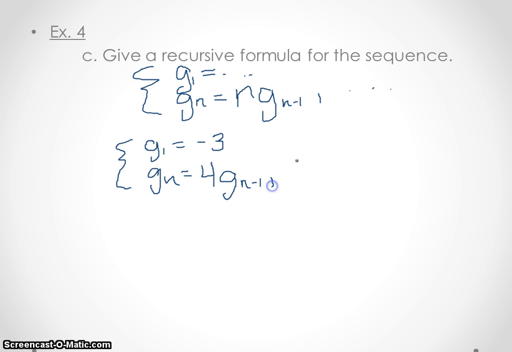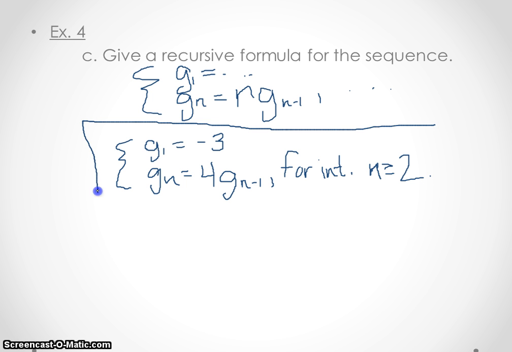And then we need a comma, for integers, n greater than or equal to 2 this time, not 1. We could have 1 before, but we cannot have 1 now, for a couple of reasons. We're starting at g sub 1, so why would we need to do 1? We already have 1, so we start at 2. The other reason is that if we put 1 in here, we'd have g sub 1 equals 4 times g sub 1 minus 1, which would be g sub 0, and we don't have the g sub 0th term. So we have to start at 2 here because we already have the first term.